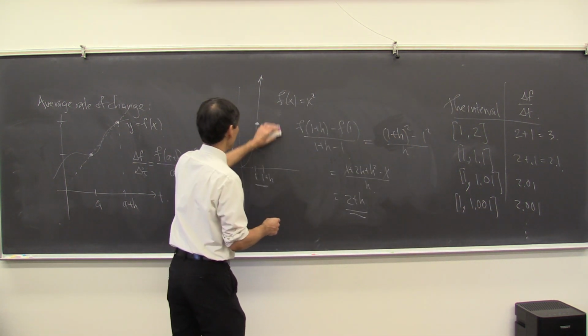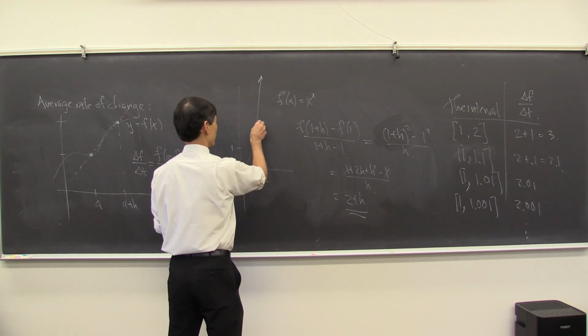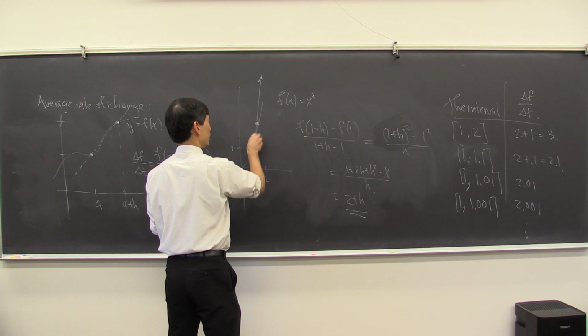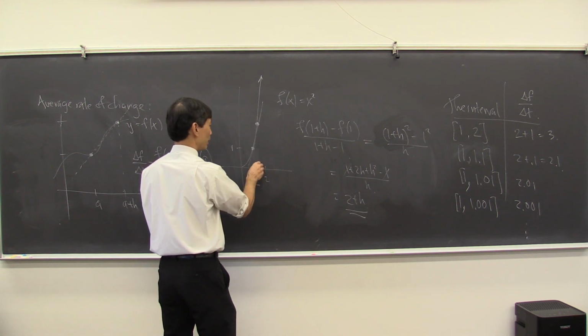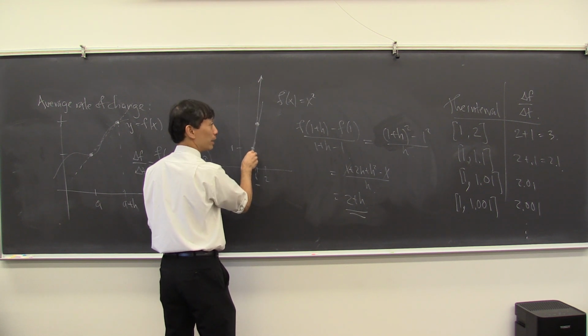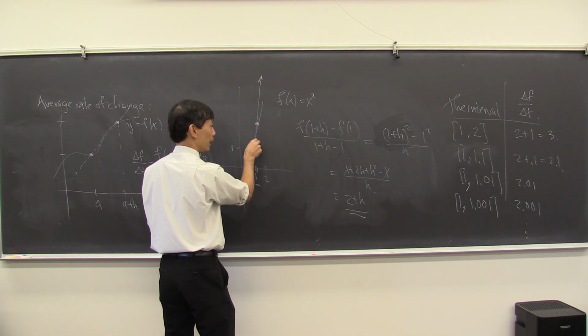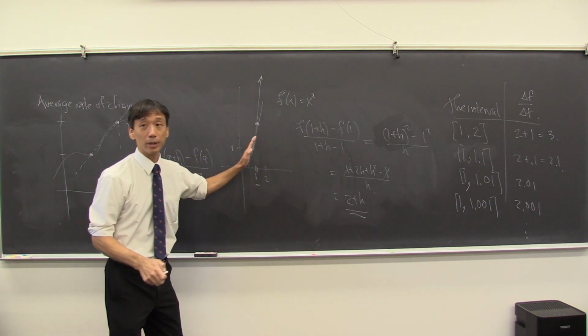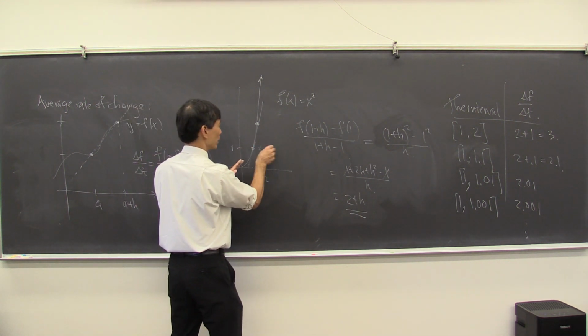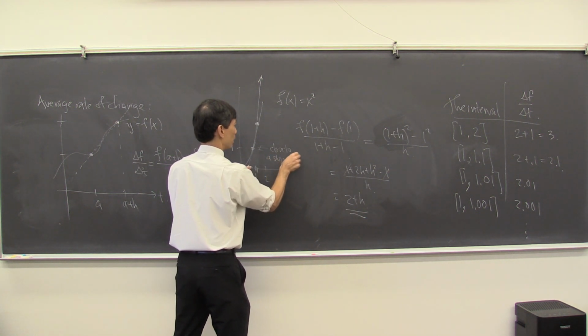So what's that saying? That's saying that if we go from 1 to 2, the slope of this line is 3. If we go from 1 to 1.1, the slope of that line is 2.1. If we go from 1 to 1.01, the slope of that line is 2.01, and then 2.001, et cetera. Those lines are getting closer and closer to slope 2.